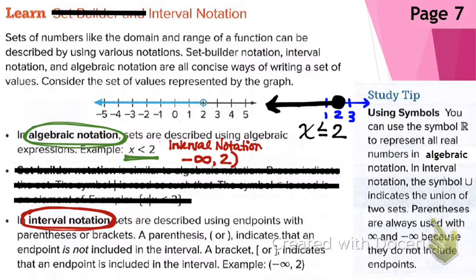Can I ever be or equal to infinity? No. Is infinity a number? No, it's an idea, right? It's the idea that you keep going on and on and on. But I can't ever be equal to it because I can't ever get to infinity. So we're always going to use a parenthesis when we see an infinity because I can't be or equal to it.